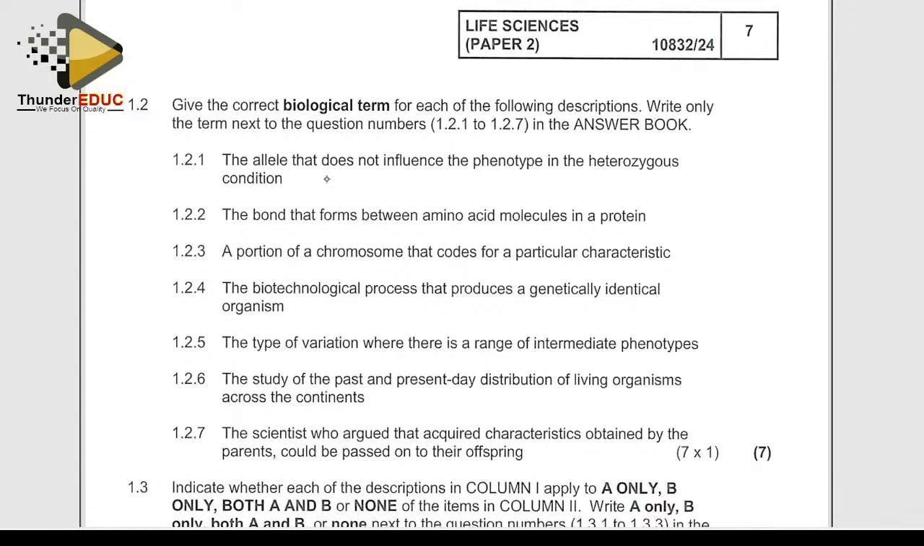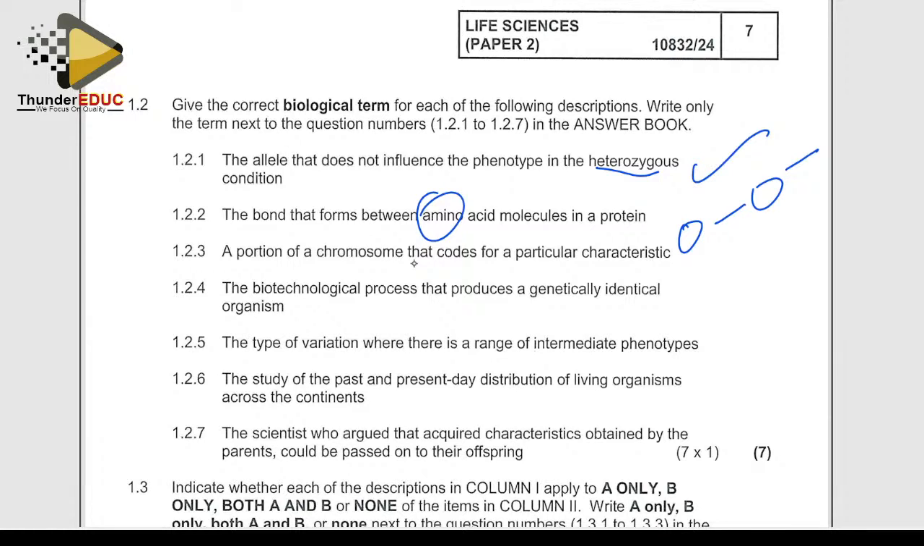Terminologies. Allele that does not influence the phenotype of inheritance. We talked about this. It is a recessive allele. It only expresses itself in the presence of a dominant allele. Simple. They are saying that the bond that forms between the amino acids, we talked about these bonds so many times, we call it a peptide bond. If you wrote polypeptide bond, 0.